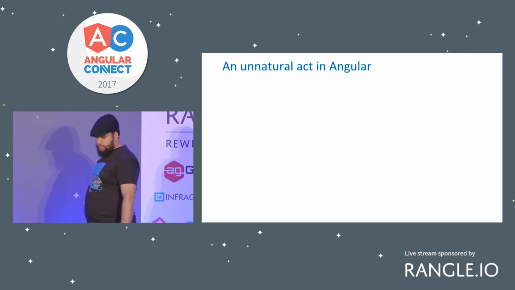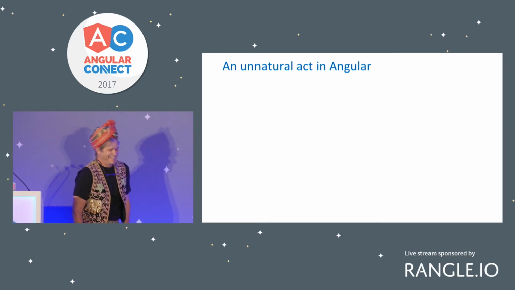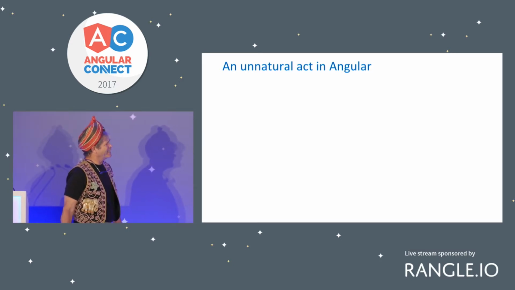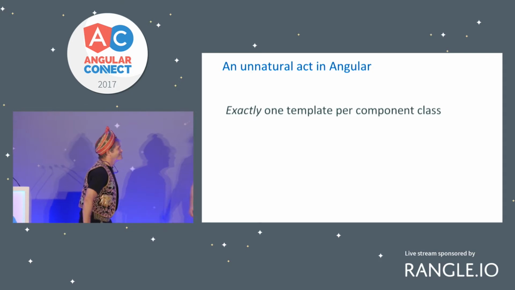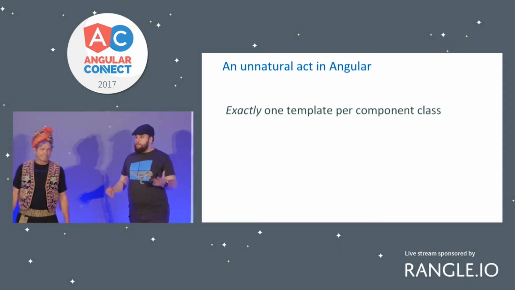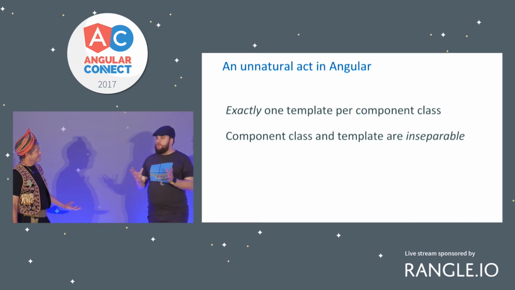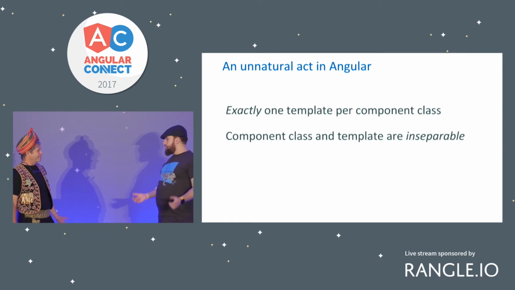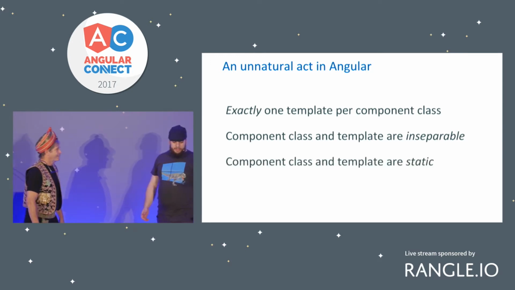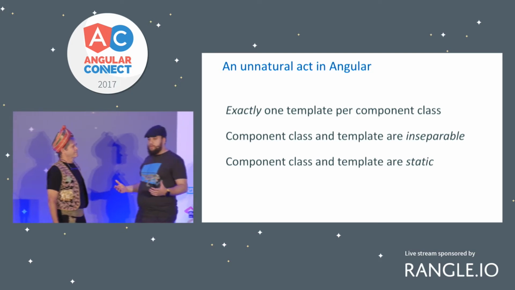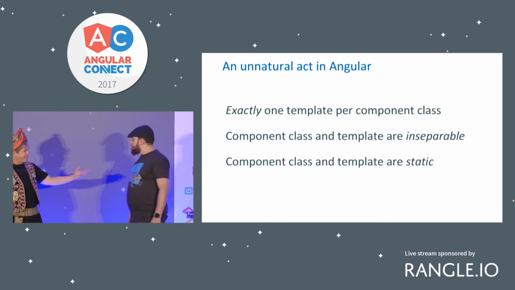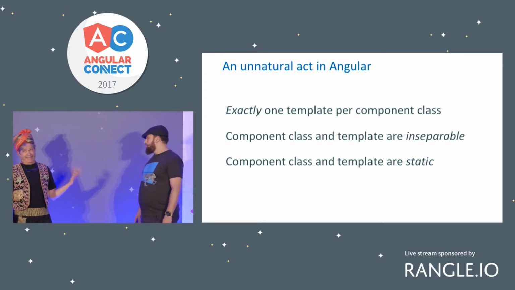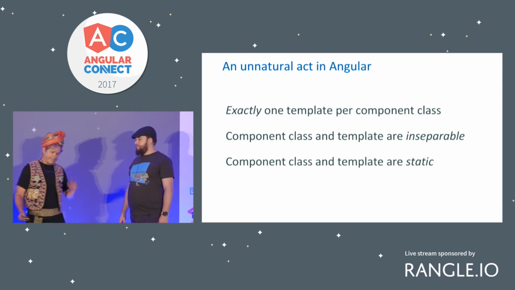So there's a problem. It's an unnatural act in Angular. The problem is that there's exactly one template per component class, because the template and the component are one single unit. They are inseparable. When you're done with the compiler, you get one. So the component class and template are static. We need to write them beforehand, because even if they're built once, we can't rebuild them on the fly. So we're kind of stuck. There were other technologies like AngularJS that could do it, but not Angular.